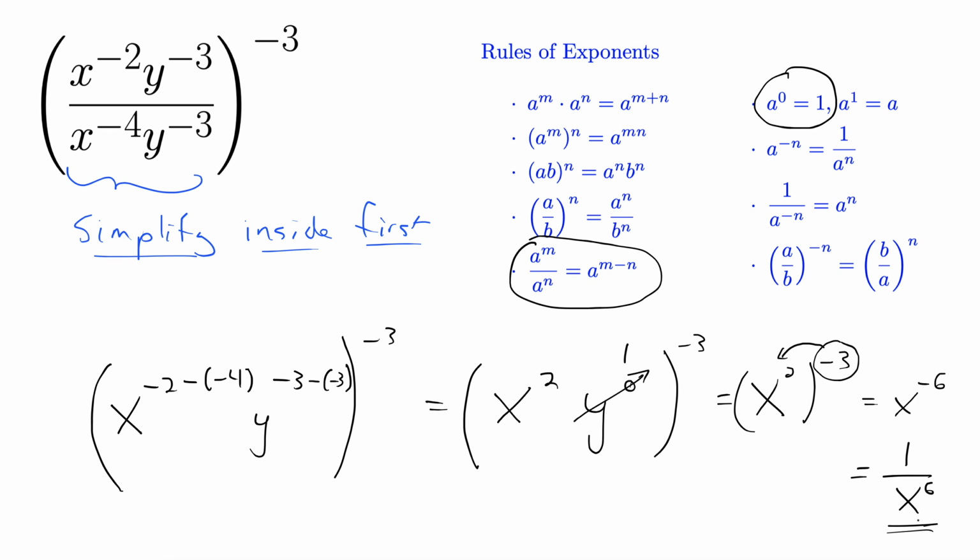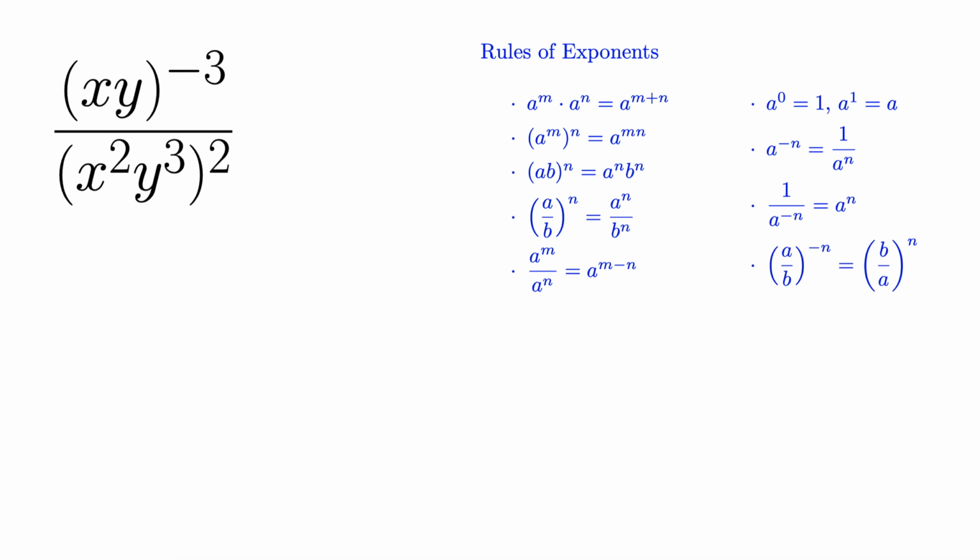Let's try another one. Here we have quantity xy to the negative 3, all divided by quantity x squared y cubed to the power of 2. And again, there's multiple ways to proceed. I think I will use this property over here. A to the negative n equals 1 over a to the n. I'm going to use that on this entire piece here, xy to the negative 3. All of that's going to go down to the denominator.